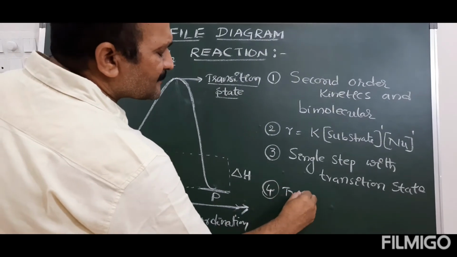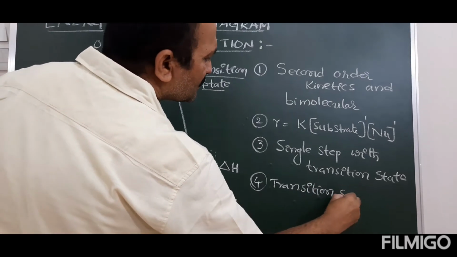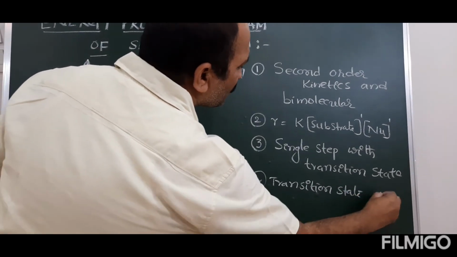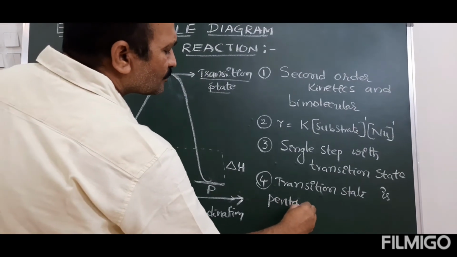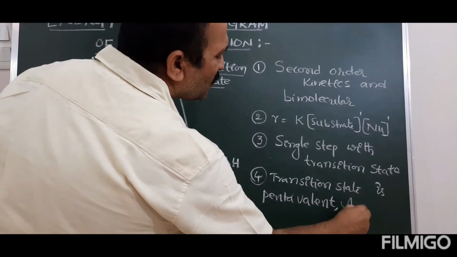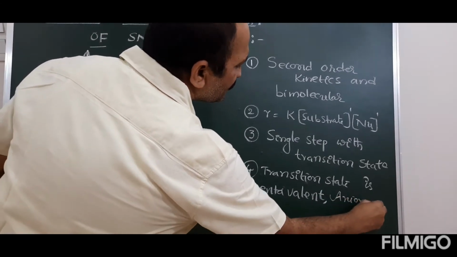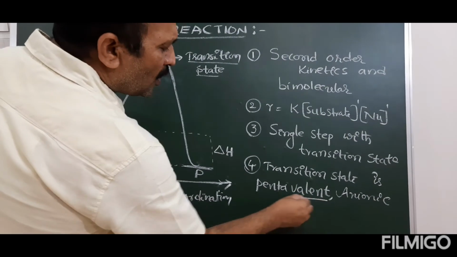The transition state is pentavalent and anionic. These two are very important.